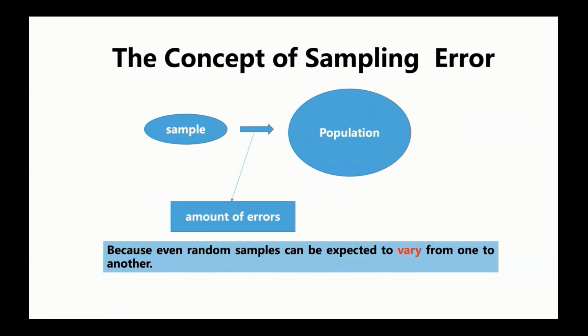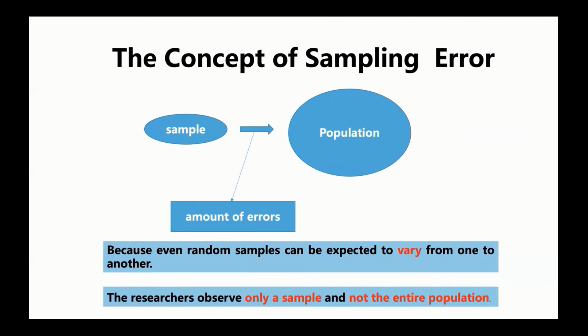Well, first concept: sampling error. We know that when we make inferences from the sample to the population, some amount of error will occur, because even random samples can be expected to vary from one another, and the researcher observes only a sample and not the entire population.